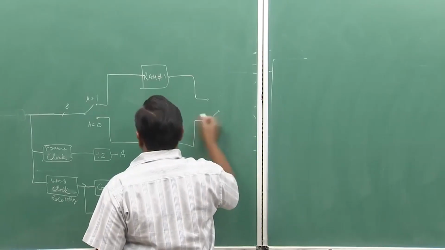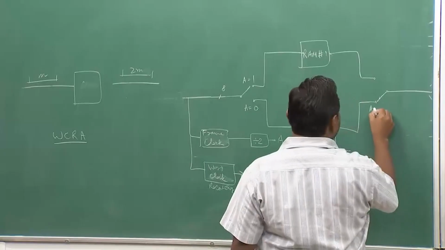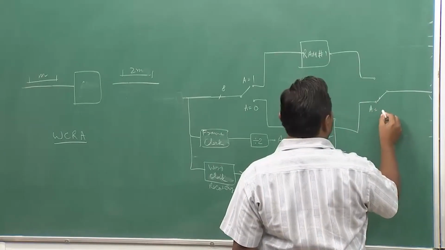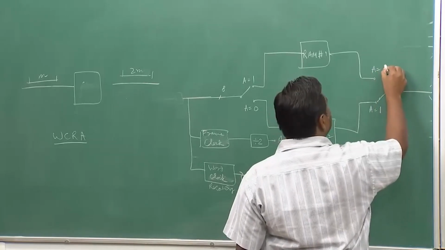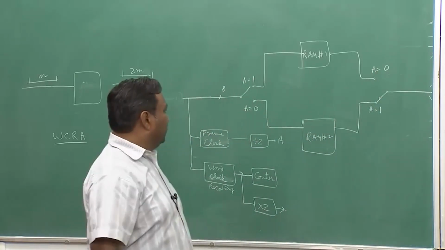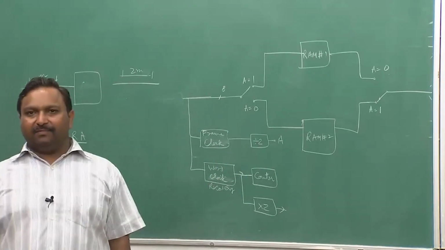So when you are writing here you must be reading from the bottom one. So this should be A is equal to 1 and this should be A is equal to 0. So currently I think A must be 1, that is why this switch has been set there. Okay.